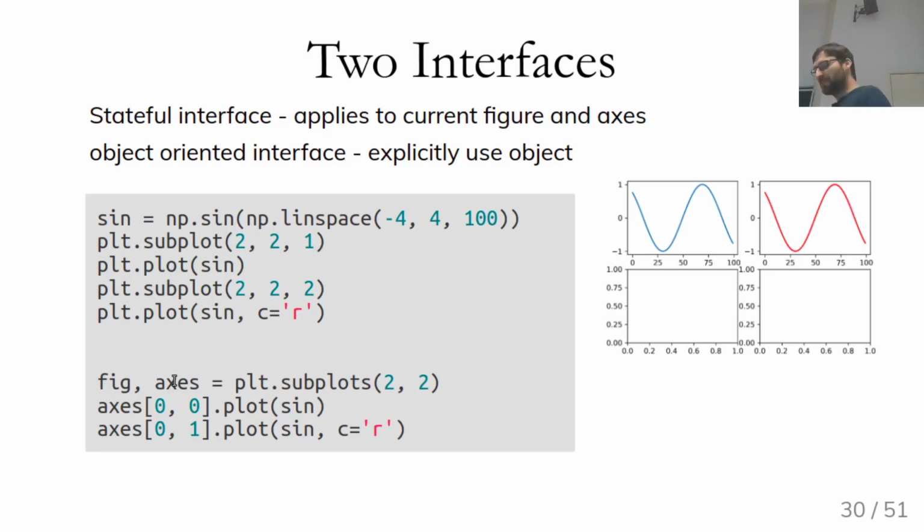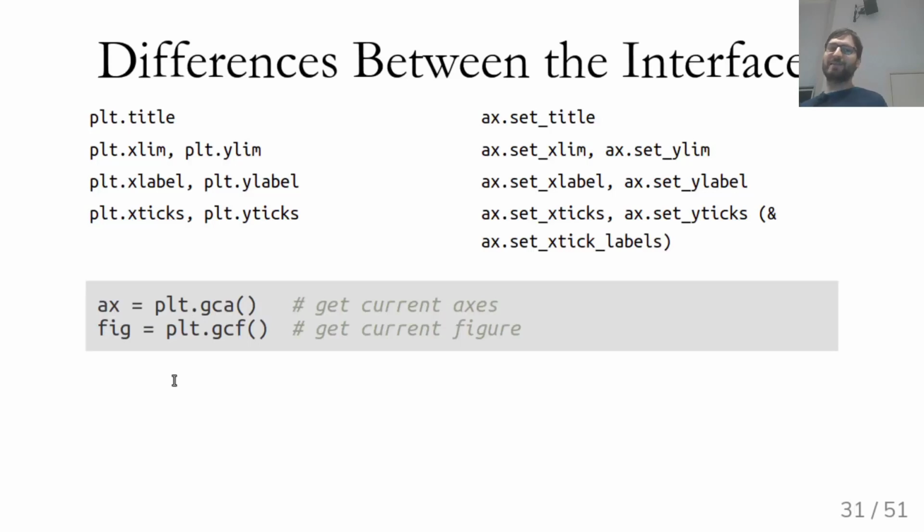So, because if this would be the only difference, that would be too easy. All the plot commands, like plot and scatter and histogram and bar, all have the same name in both of these interfaces. So you can do plt.plot or ax.plot, or you can do plt.bar or ax.bar. But anything that modifies the axis has different names. So plt.title is the same as ax.set_title, plt.xlim is the same as ax.set_xlim, and so on.